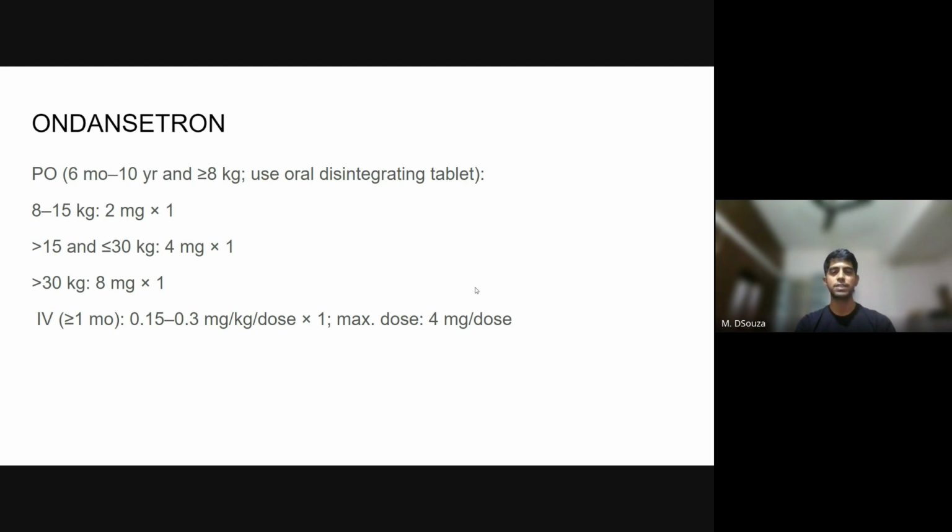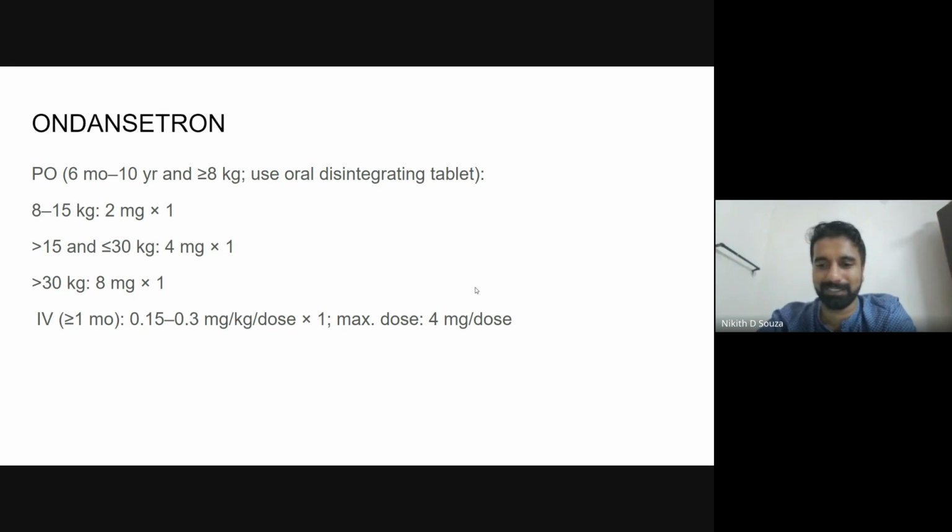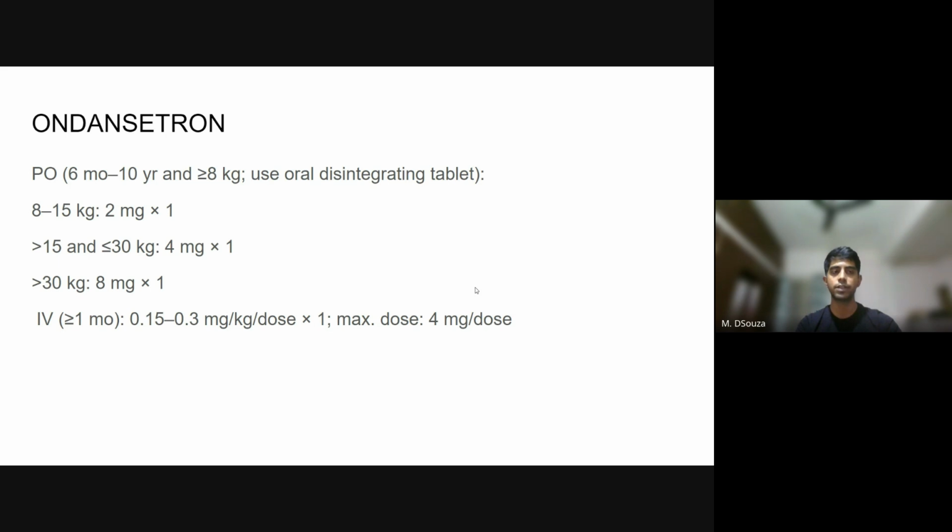Now, oral disintegrating tablets are available, but more commonly we have our syrup. It usually goes by the brand name of Vomikind in a lot of centers, where you have about 2 mg for every 5 ml. So for the same child of 15 kg that we were just talking about, you would give 5 ml of that syrup as a stat dose.